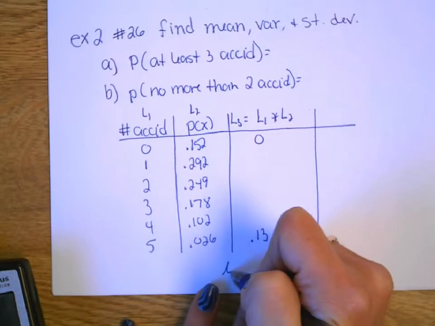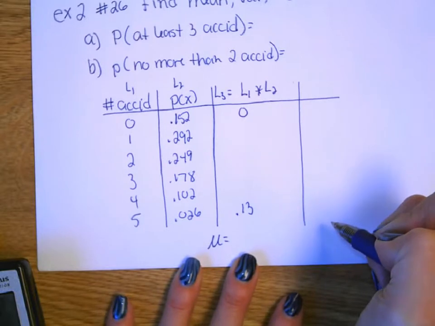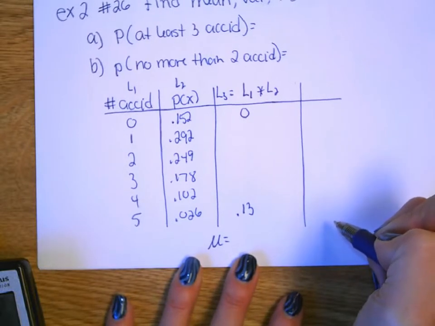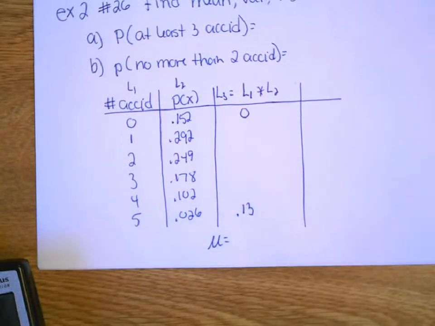And then to get the mean, what are we going to do? What else is in the formula that we didn't do yet? Add them. The sum of them. So we're going to sum up L3. If you need to write that down, write it down. But I'm not going to write it down. Sum up L3.